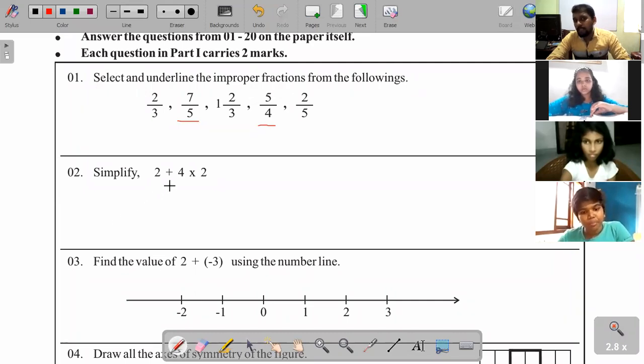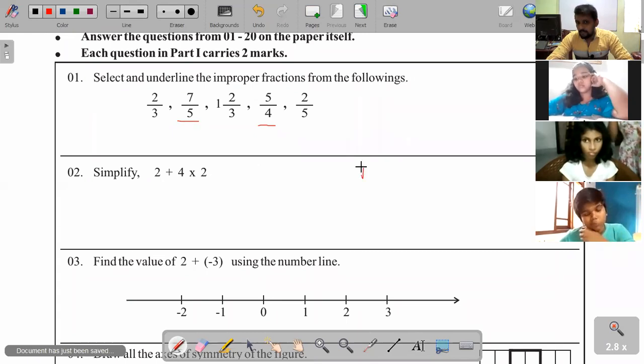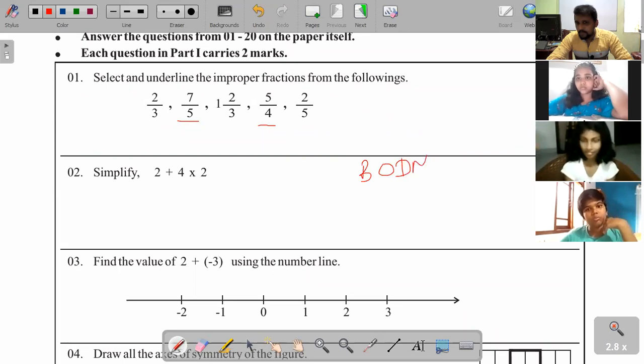How many mathematical operations can you observe here? There are two mathematical operations, no? What are the two mathematical operations? Addition and multiplication. If several mathematical operations are given in the expression, which one do you have to do first? Do you remember, in this lesson I mentioned the special theory. This one, do you remember? BODMAS, right? BODMAS means what?